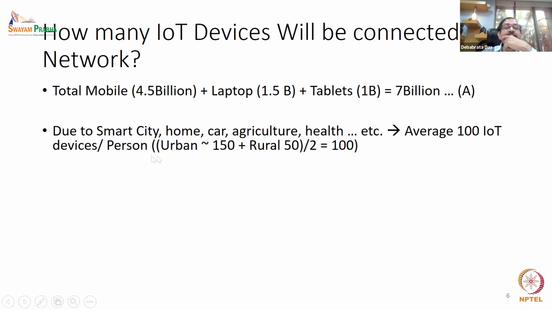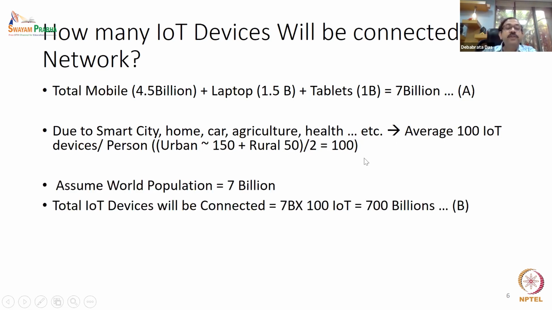So if an urban person uses 150 IoT devices and a rural person uses 50, then 150 plus 50 is 200, divided by 2 is equal to 100 IoT devices per person, which is a very conservative estimation of down the line 5 years, not now, down the line 5 years or 10 years. So if 100 IoT devices per person, then what is the population of the world? Assume the world population is 7 plus billion. It's not 7 billion, 7 plus billion.